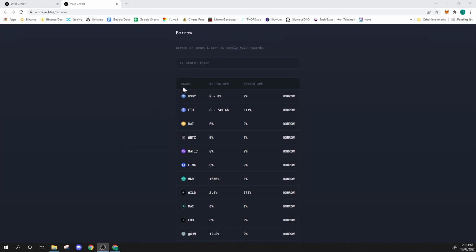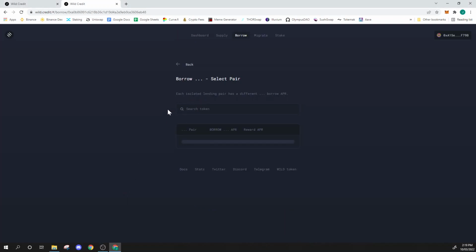We can see the range of assets on this left side here, the associated borrowing rate for each of those assets, as well as the liquidity mining rewards that are attached to each of these assets. So as part of this walkthrough, I'm going to be borrowing USDC. So I'll click USDC.